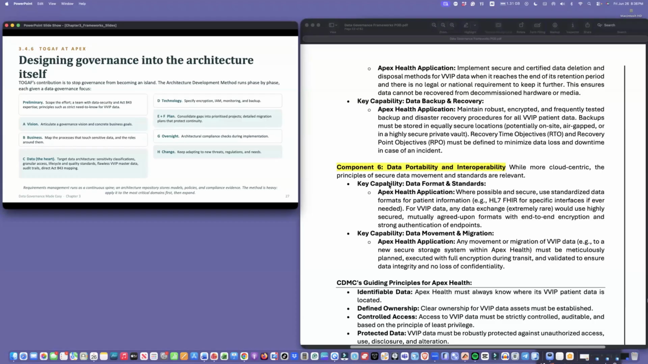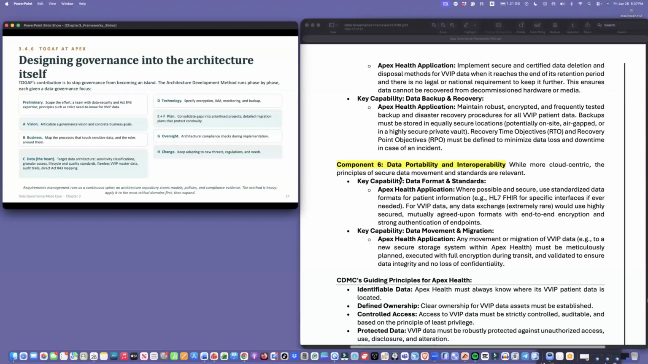First, data formats and standards. Use standardized data formats for patient information, for example HL7, FHIR, or specific interfaces if ever needed. These are standards that are global. You can Google them and you can know them. And I think you're being taught in other courses. For VVIP data, any data exchange will use highly secured, mutually agreed formats for end-to-end encryption and strong authentication endpoints.